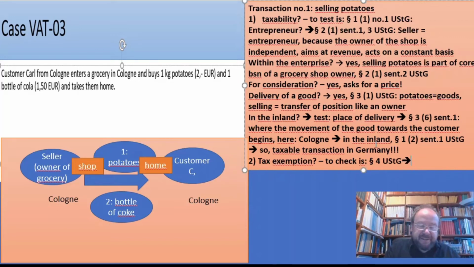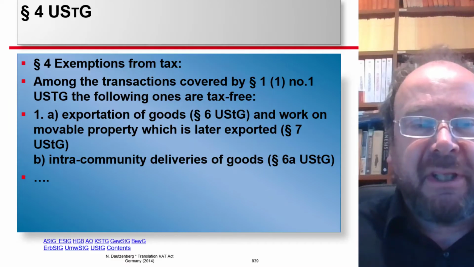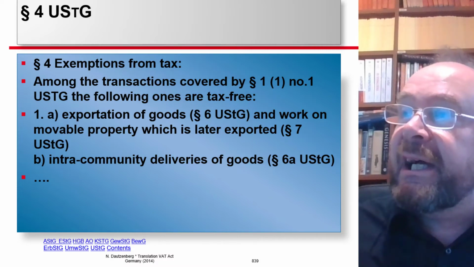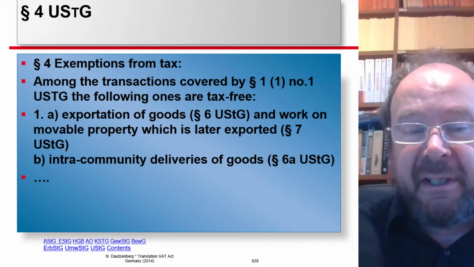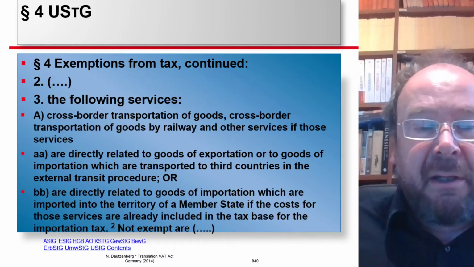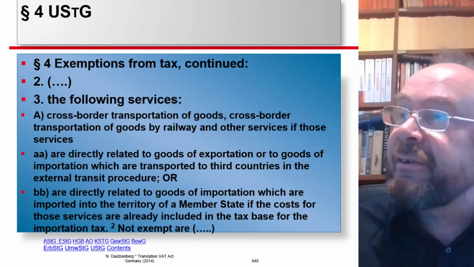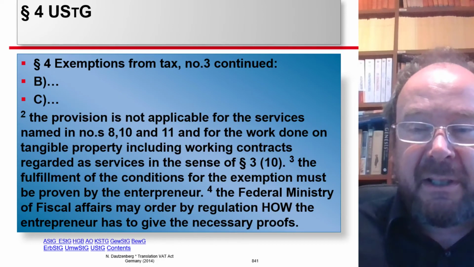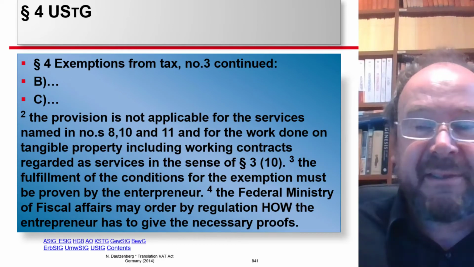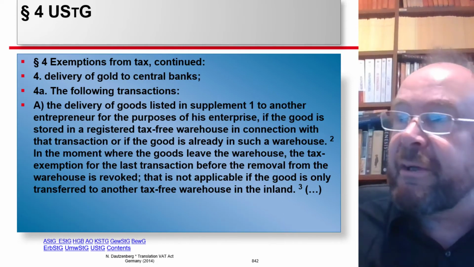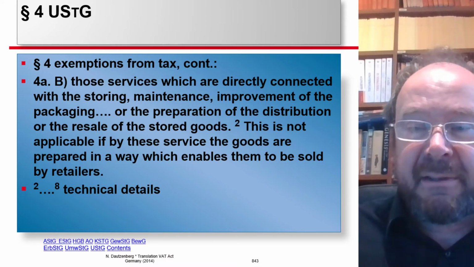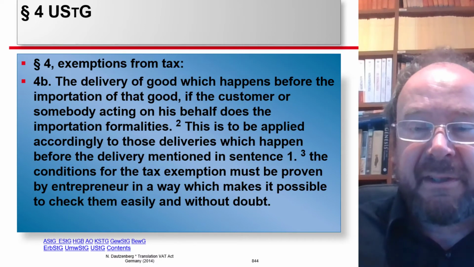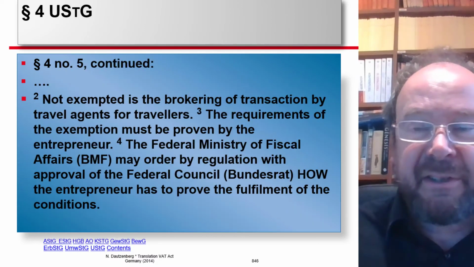We might take a glance just to be sure, and we do that just now. So here we have paragraph 4, and exportation tax-free. No, these potatoes are not exported. Inter-community deliveries, no. Cross-border transactions, transportation of goods, and delivery of gold to central banks, something which is sold into particular warehouses or other things, deliveries after or before. Brokering transactions, no.